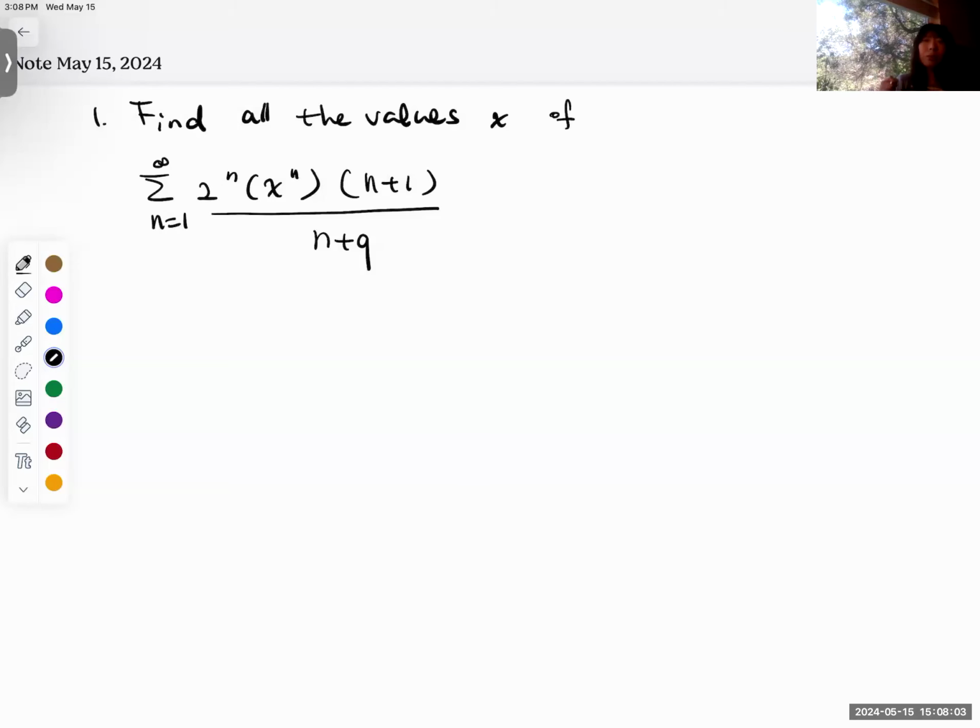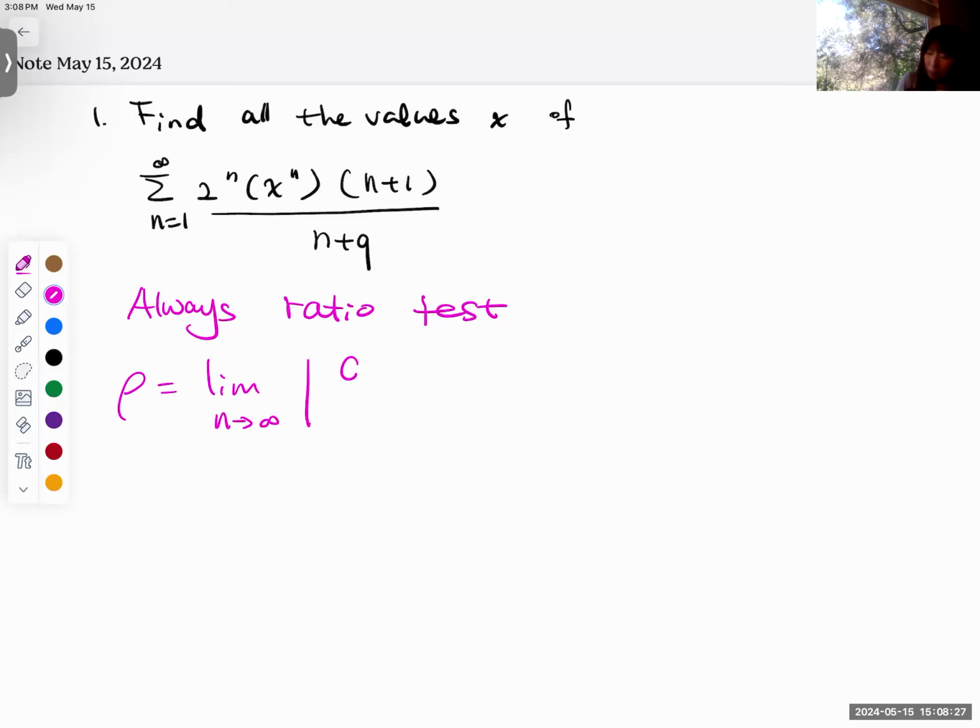Okay, so this one, we must use the ratio test, right? So always the ratio test. Okay, so we have rho equal to the limit as n approaches positive infinity of a sub n plus 1 over a sub n.